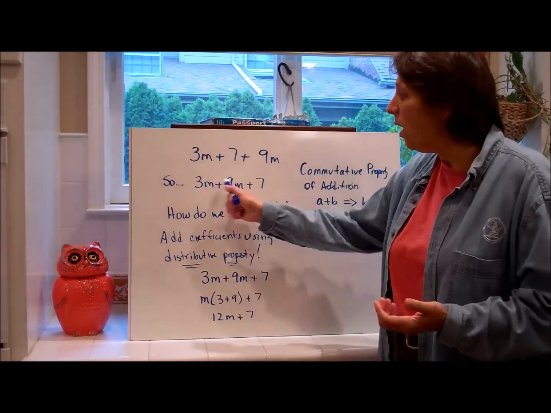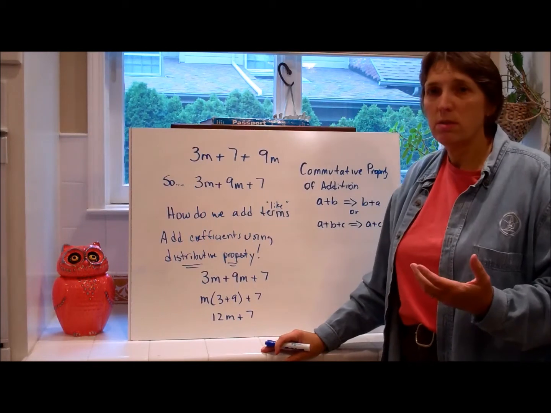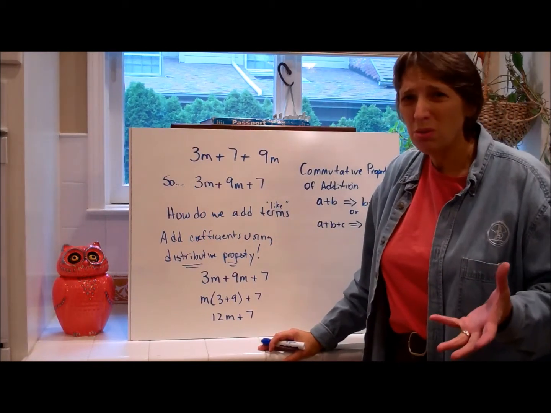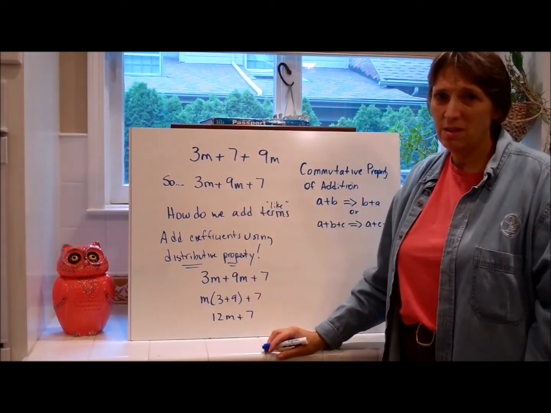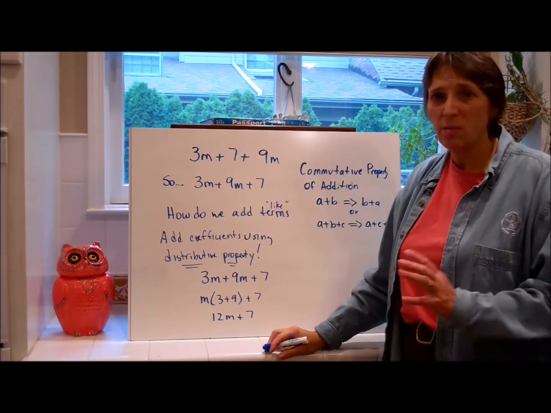Again, you might say, oh, 3m plus 9m, it's 12m squared. No, you don't do it that way, because you don't know what the m is, and you don't make it a square. The m just stays.